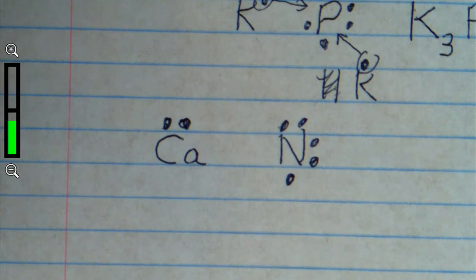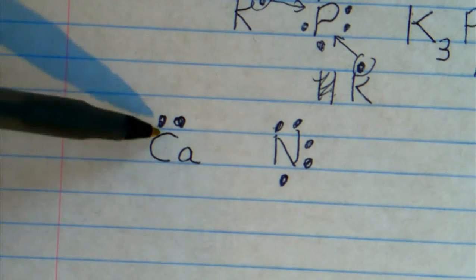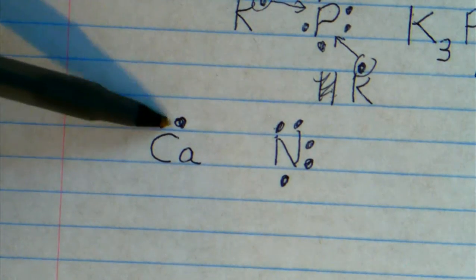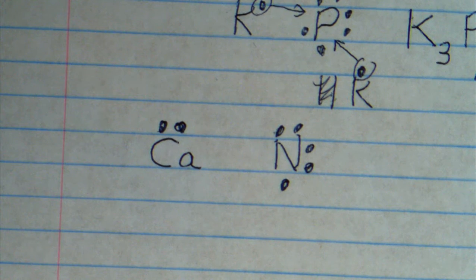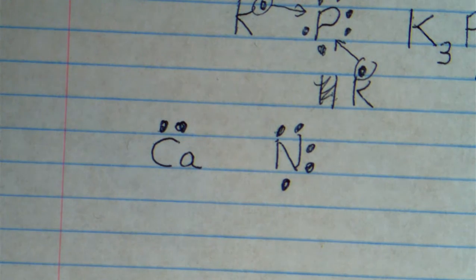How do we make both elements happy? Calcium will only combine with nitrogen if it can give up 2 electrons. Nitrogen will only combine with calcium if it can gain 3 electrons. Some of you may have already figured out what is going to happen.